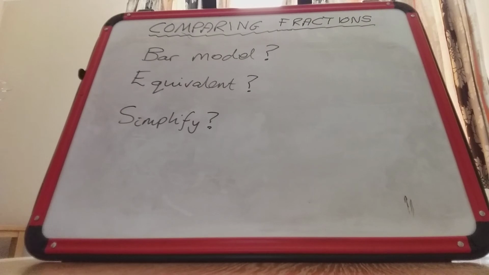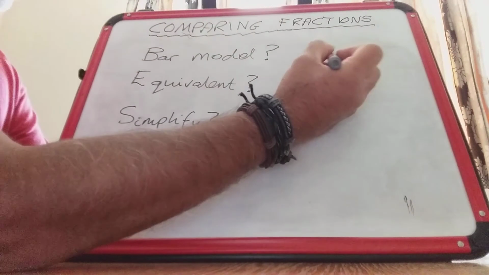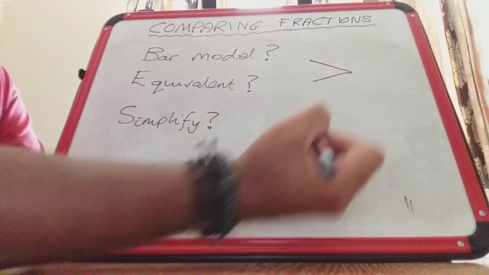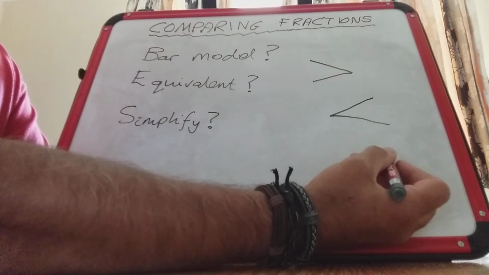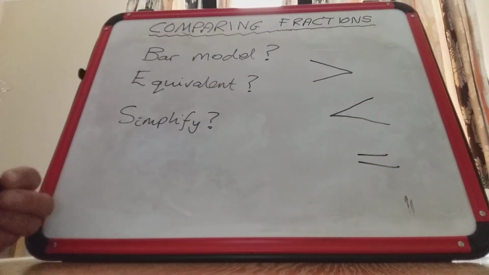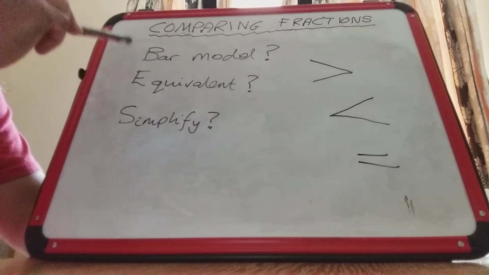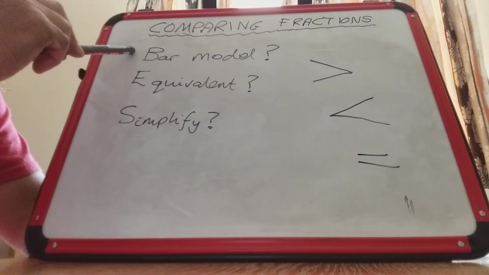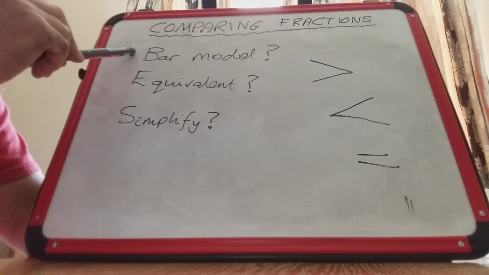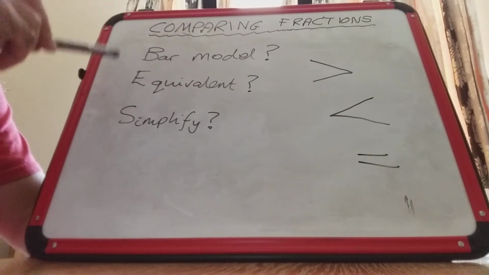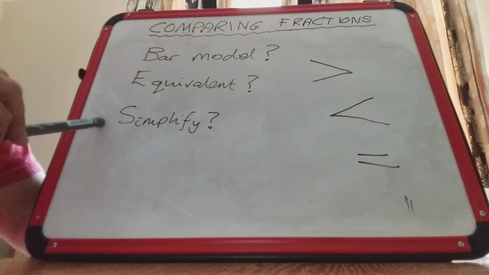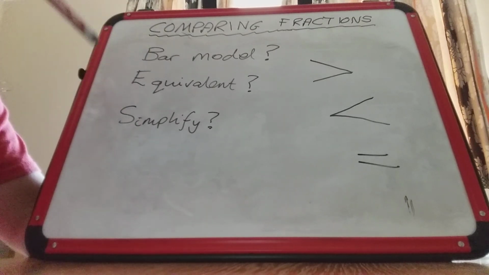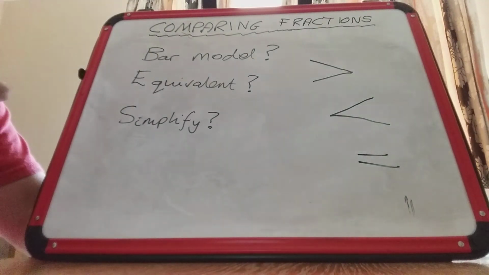Okay, so just to sum up then, when you are comparing fractions, remember all you've got to do is say, is a fraction bigger than another one? Is it smaller than another one? Or even, is it equivalent to another one? Try to use a bar model. Those are good for small fractions, small numbers. Try to see whether fractions are equivalent, and try to simplify fractions. And we've dealt with all of these in either this lesson or previous lessons this week.